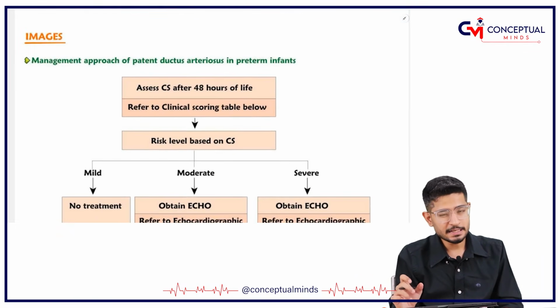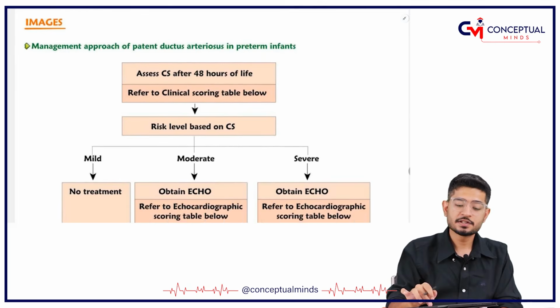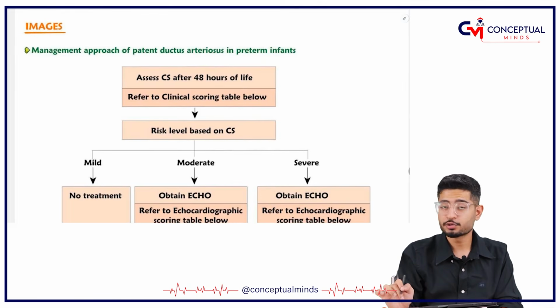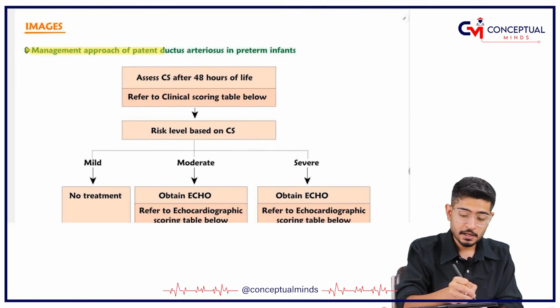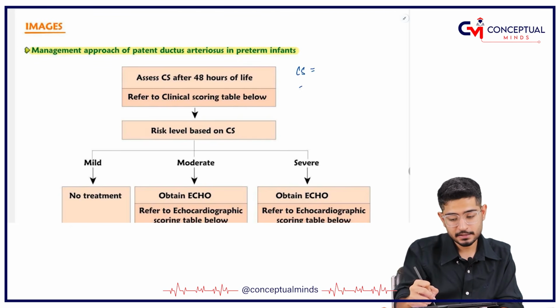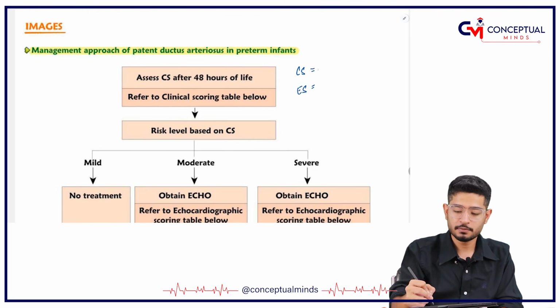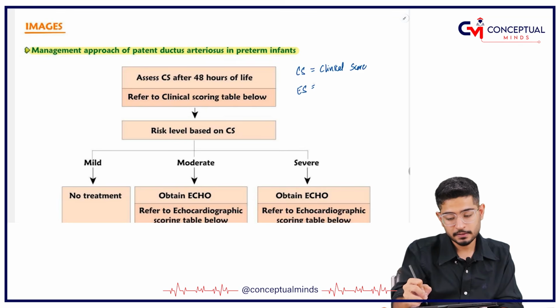Let's just quickly check what is the protocol. What you have to do, let's just check the management approach of the patent ductus arteriosus. So we have got two scores actually. One is called CS, another is called ES. You don't need to remember them, but you have to remember what is CS, that is the clinical score, and what is ES, that is the echocardiography score.